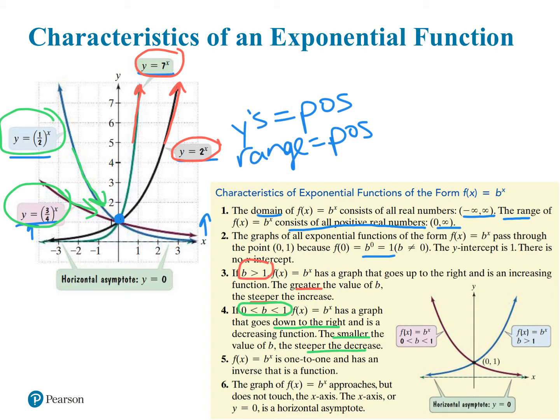Okay, number 5, it's a 1-to-1 function and has an inverse that is a function. So we'll look at inverses later. And then number 6, the graph approaches but does not touch the x-axis. The x-axis, which is y equals 0, is a horizontal asymptote. So that's where they get this piece of information here.